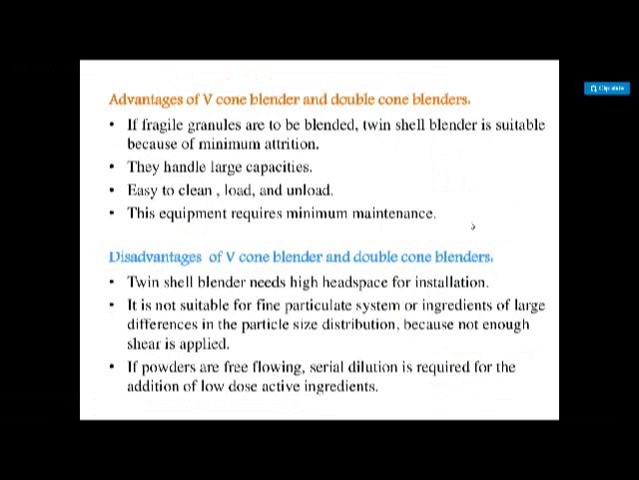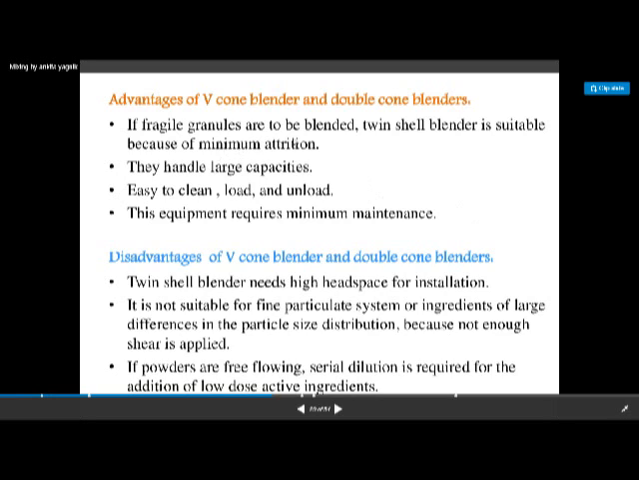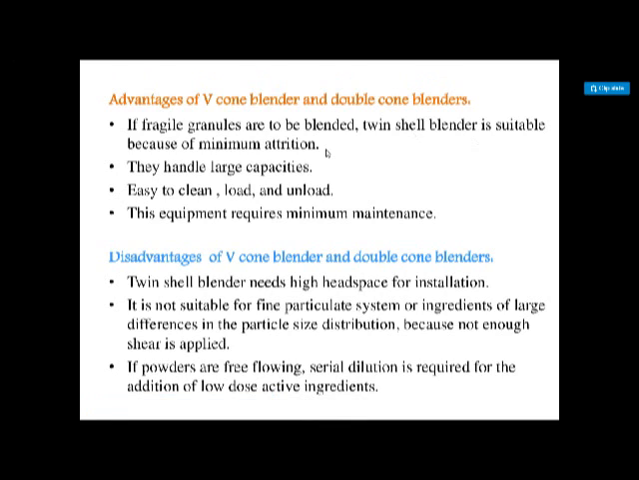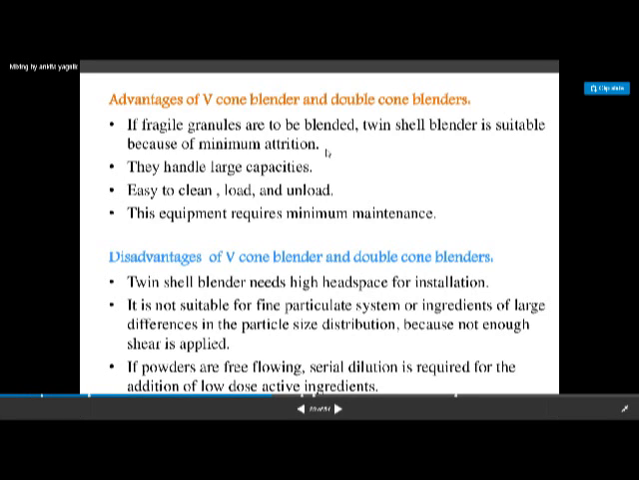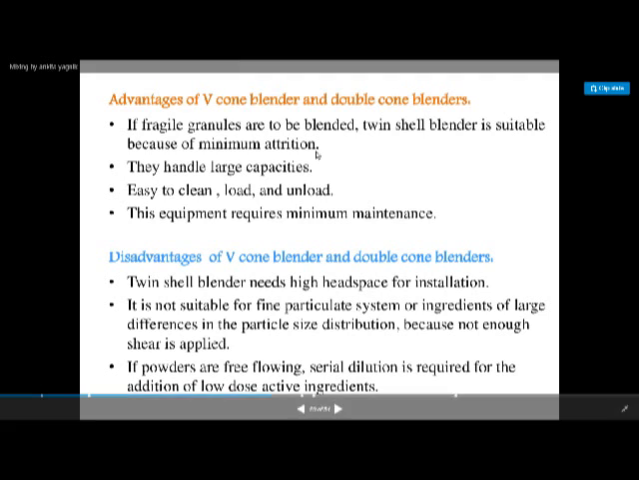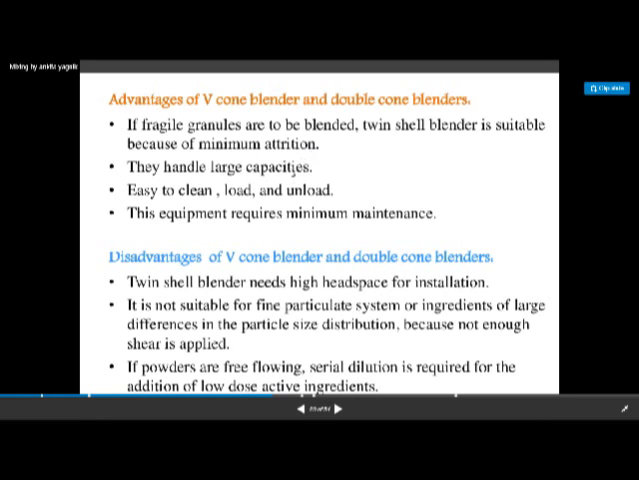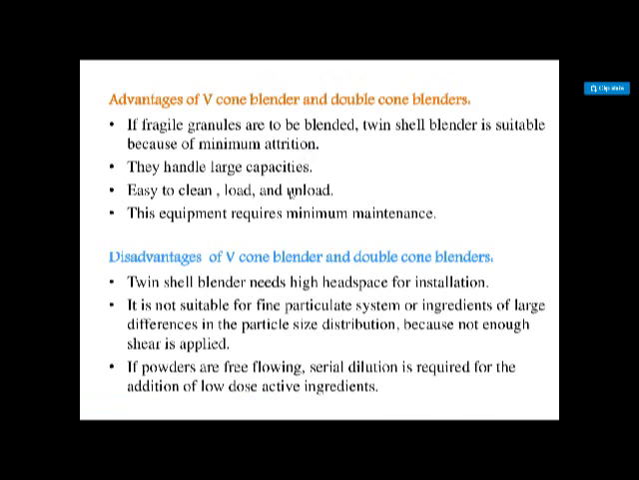Now see, what are the advantages of the V-cone blender? V-cone and double cone blenders: in the case of fragile granules that are to be blended, the twin shell blender is more suitable because of the minimum attrition. Here there is no attrition; if the material is fragile, there are chances of more attrition, breakdown, and fines produced. So minimum attrition should be there. So it is suitable for fragile granules. They handle large capacities. They are easy to clean and to load and unload, and this equipment requires minimum maintenance.